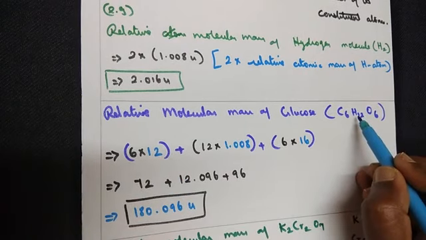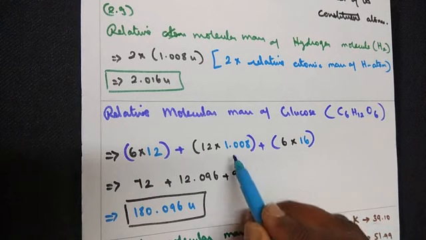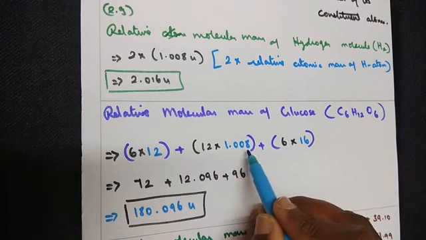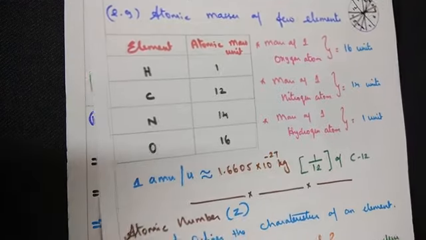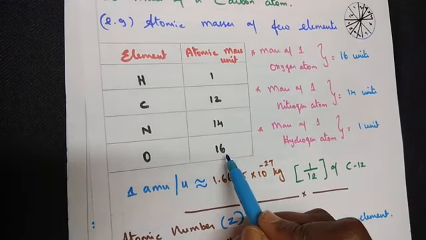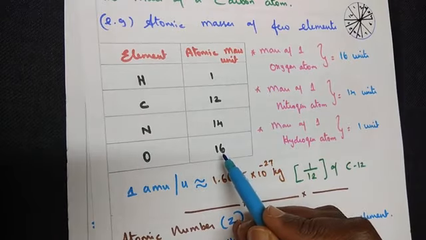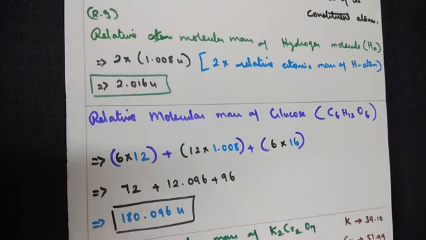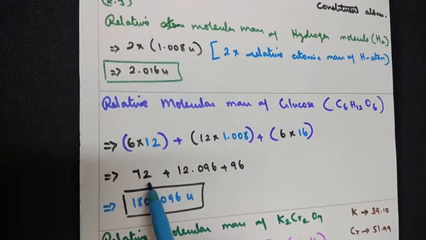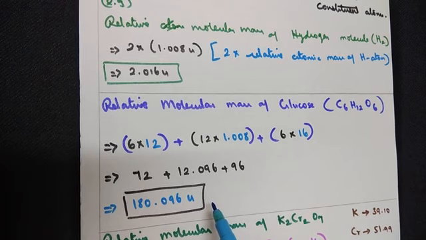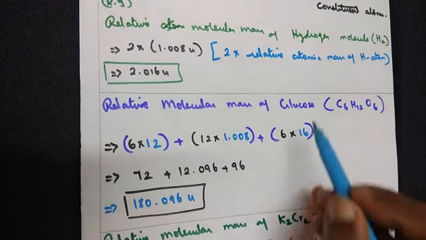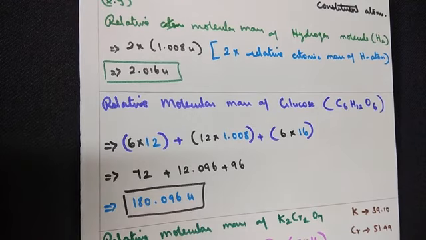Next, 12 hydrogen atoms. The weight of one atom is 1.008. Plus, there are 6 oxygen atoms. The weight of one oxygen atom we have calculated to be 16. That is, the atomic mass of one oxygen atom is 16 units. So we are substituting. Finally, we get 72 plus 12.096 plus 96. Adding all this up, we get the relative molecular mass, or molecular weight, of glucose. So this is how we calculate it.